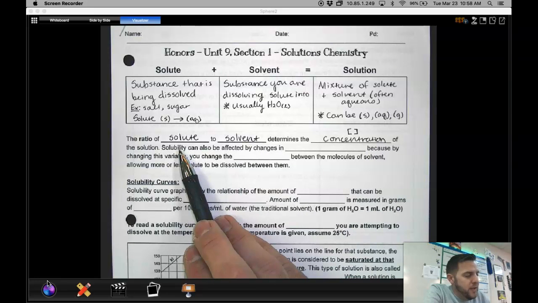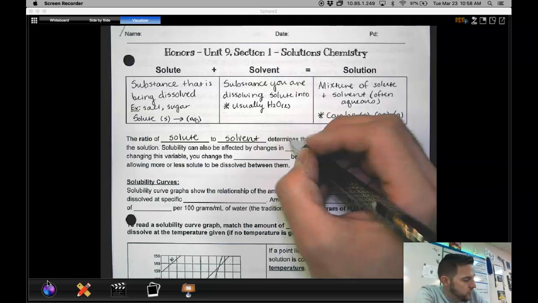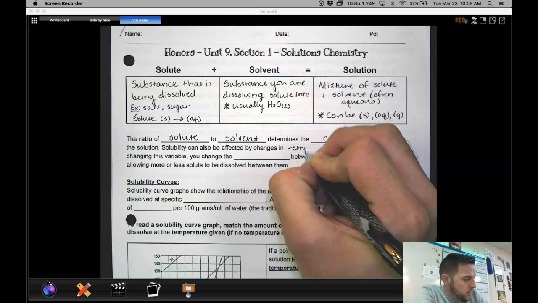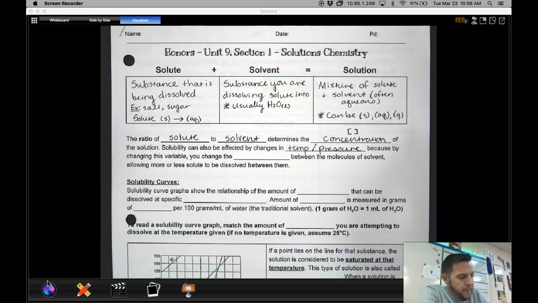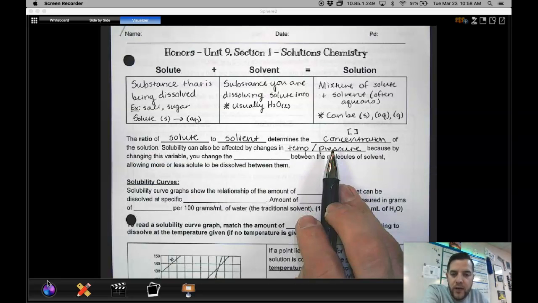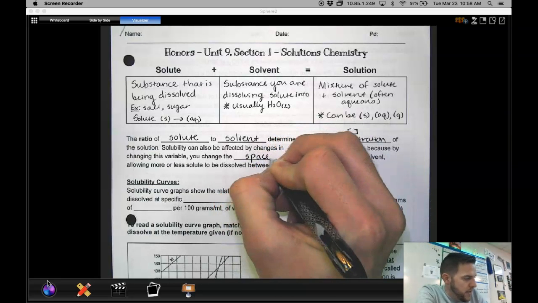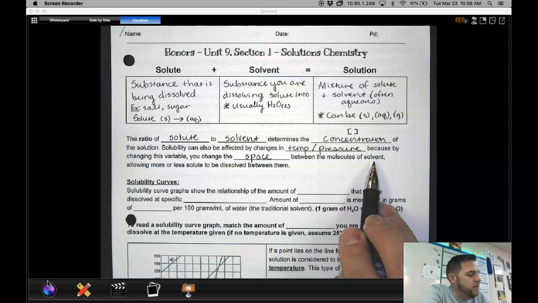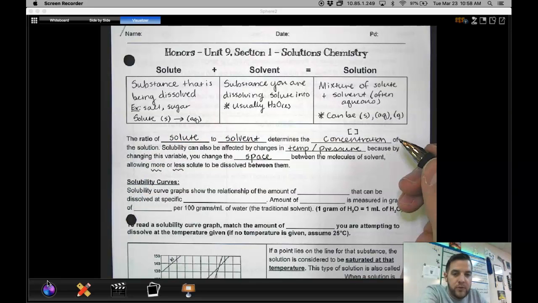And when we're talking about the ability of something to dissolve, we've mentioned this in the past, the ability of something to dissolve is the solubility of that substance. And solubility can be affected by changes in temperature or pressure. Because by changing temperature or changing pressure, you change the space between the molecules of solvent, allowing more or less solute to be dissolved between them.